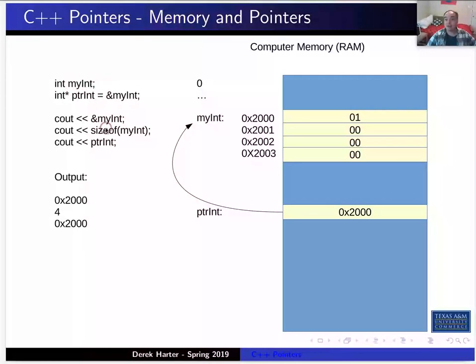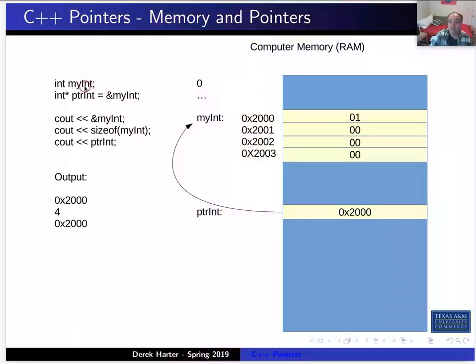My int is an integer. Integers take 32 bits or 4 bytes of memory. So if you went out and looked in your computer memory, you would find that my int might have been assigned memory, say, starting at hexadecimal address 2000. And since integers need 4 bytes, and every memory address in your computer typically holds 8 bits or 1 byte of information, if my int was assigned memory starting at 2000, it would actually be using the addresses 2000, 2001, 2002, 2003.